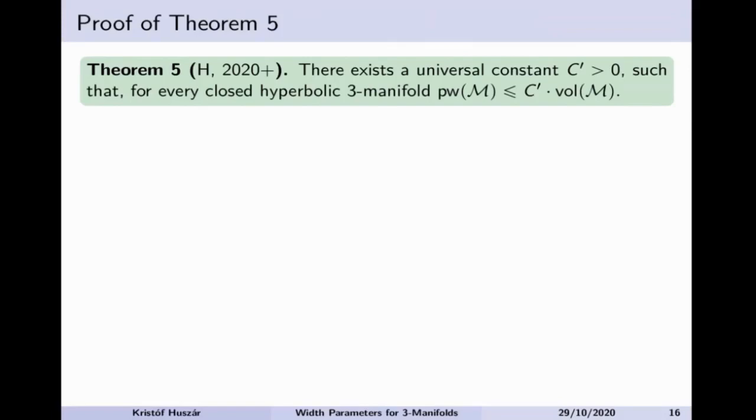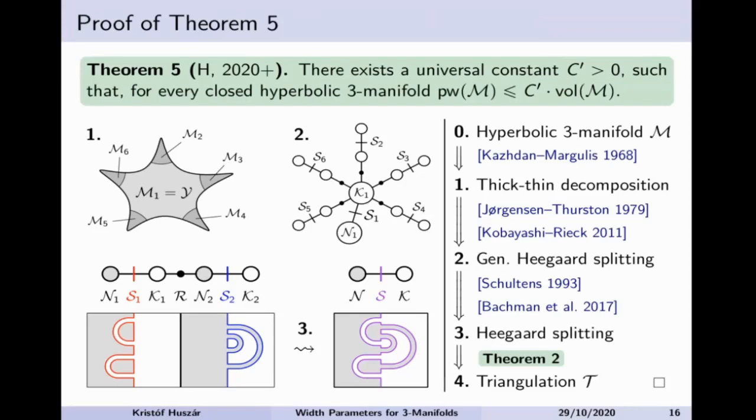So I would just very briefly sketch a similar figure for the proof of Theorem 5, in which we show that there exists a universal constant such that for a closed hyperbolic three-manifold, the pathwidth is upper bounded by the hyperbolic volume. And what we do here is invoke well-known classical results from three-manifold topology, and we just have to connect them in the appropriate way.